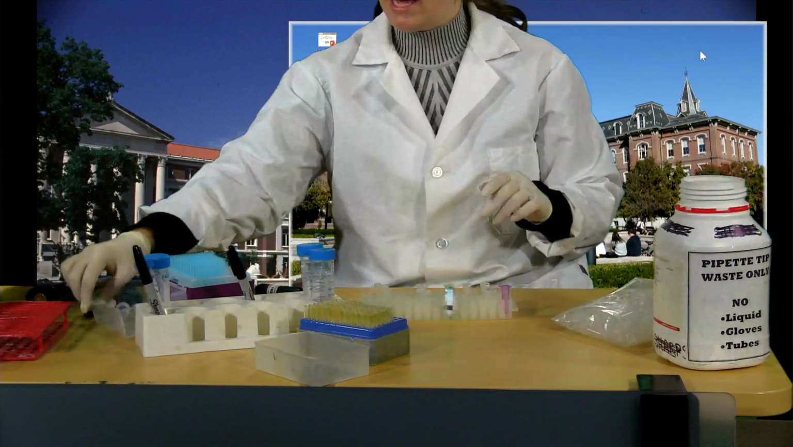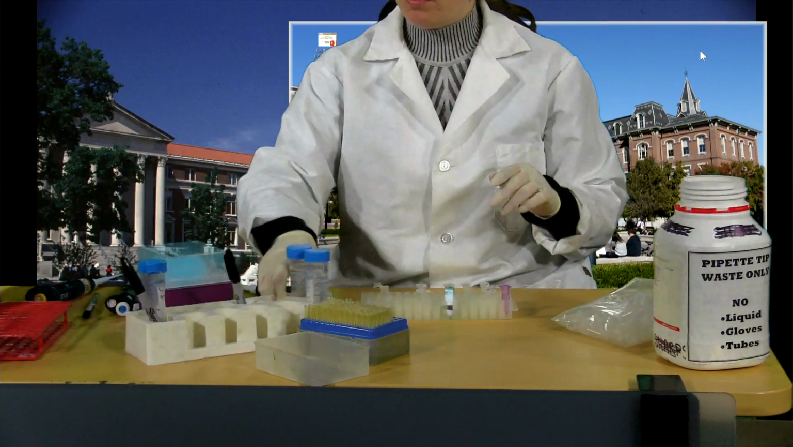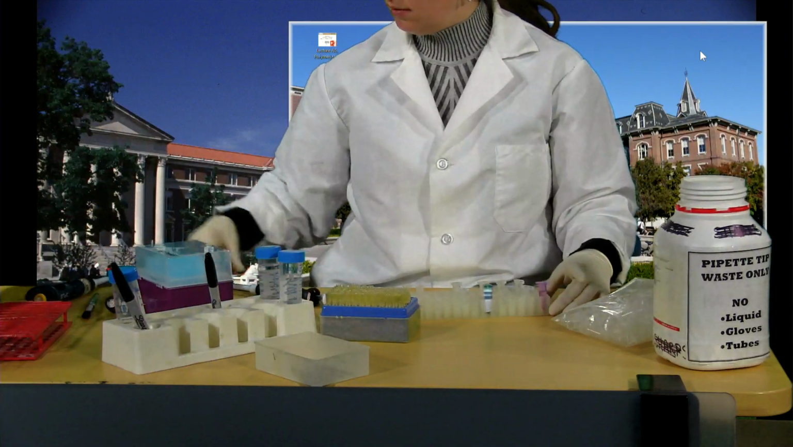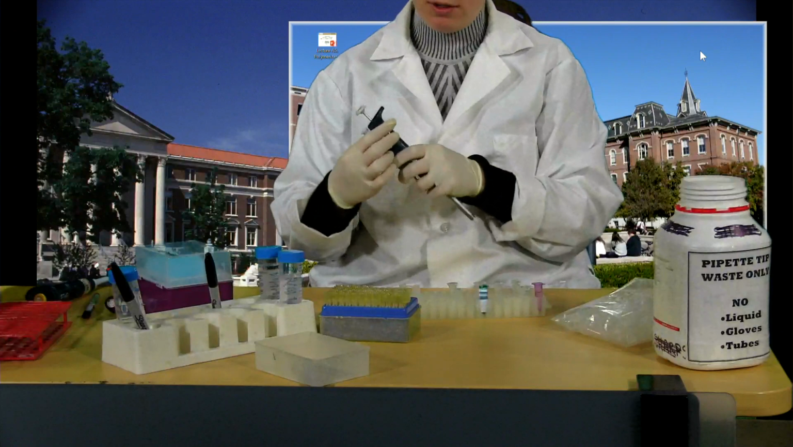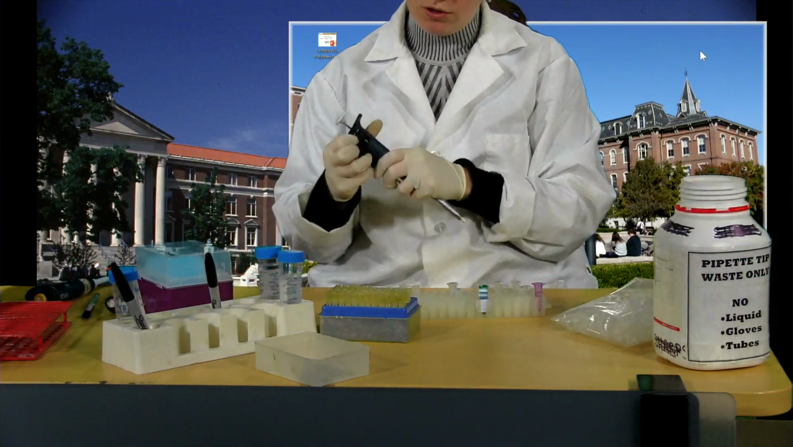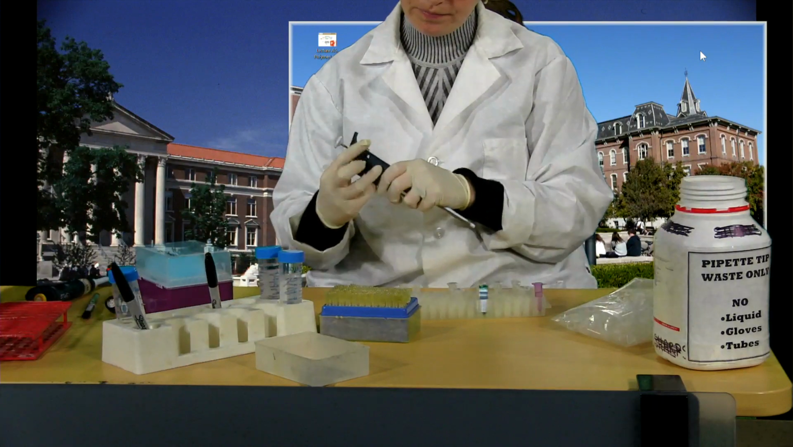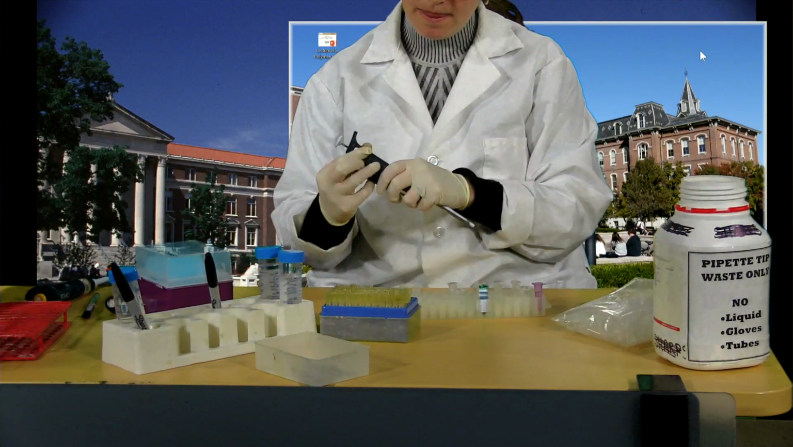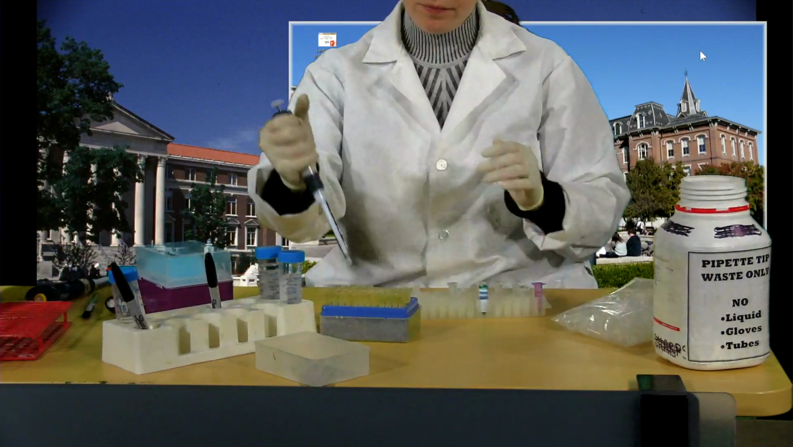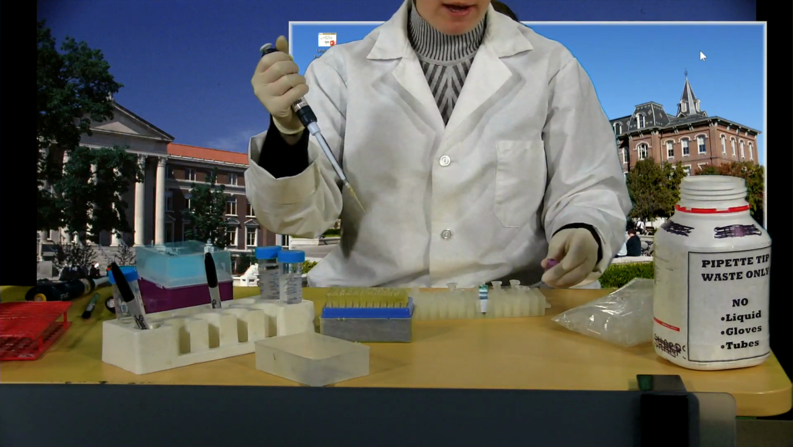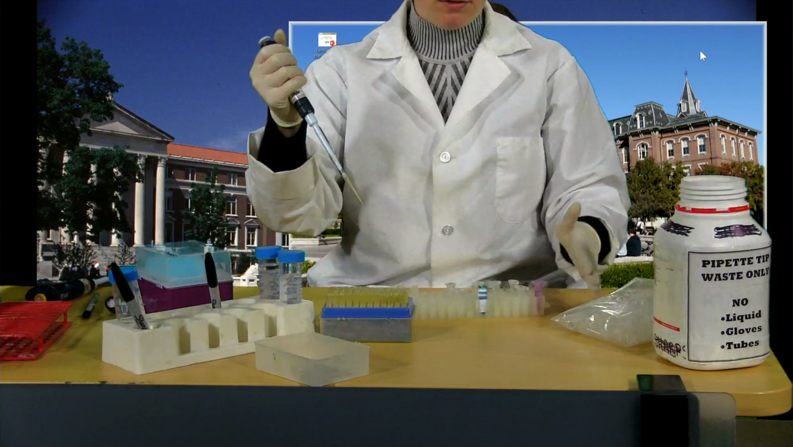Okay, and now I'm ready to add 100 microliters to each of these, and so I will need my P200, of course. Wind it to 100 microliters. There we go. And I'm just going to move left to right on this through the samples.